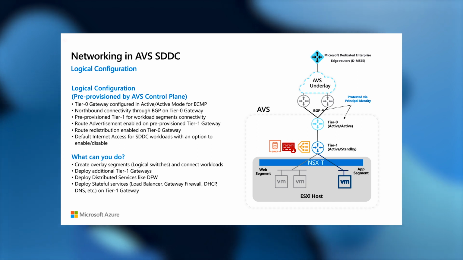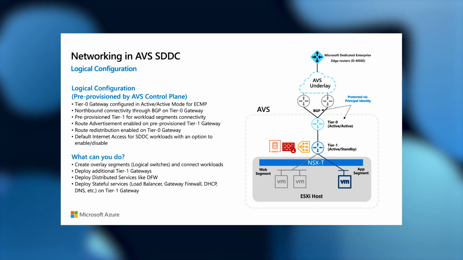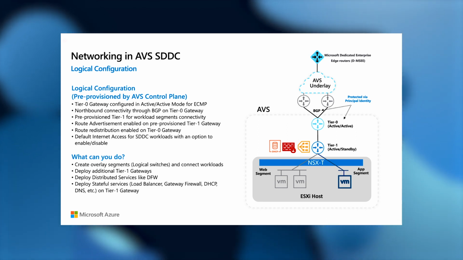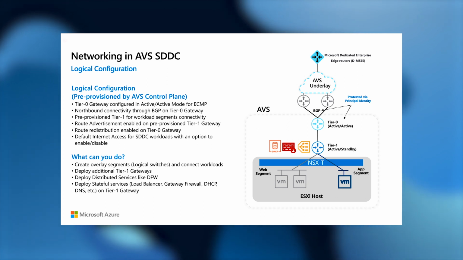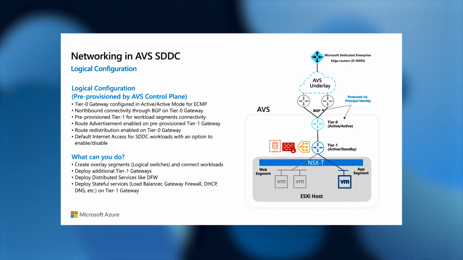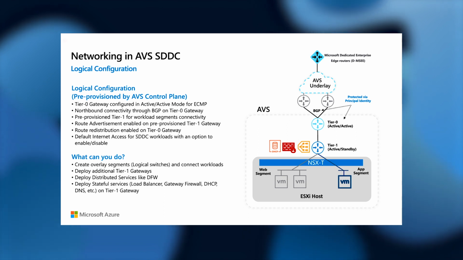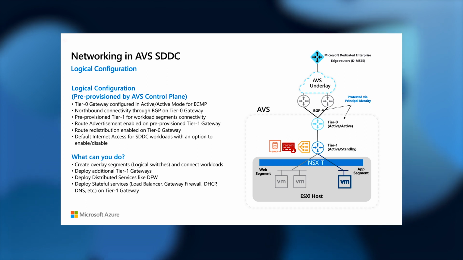What can you do now? You can create overlay segments, logical switches, and connect workloads to them to provide connectivity. You can deploy additional tier 1 gateways. You can deploy distributed services like distributed firewall for your east-west microsegmentation. You can deploy stateful services like gateway firewall, which is L4 to L7 capable, for your inter-department or inter-tenant firewall. You can use a load balancer on tier 1. You can instantiate DHCP services, which is DHCP server or DHCP relay, and you can configure DNS forwarding on the tier 1 gateway. These are some of the things that you can do as an AVS tenant admin.